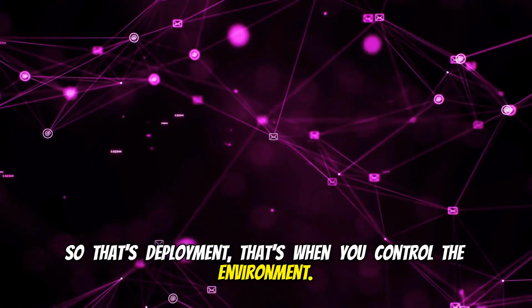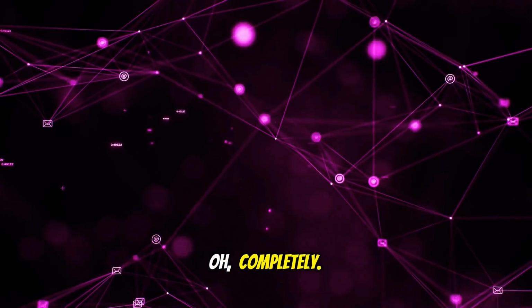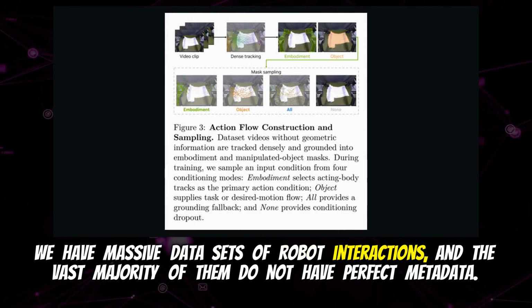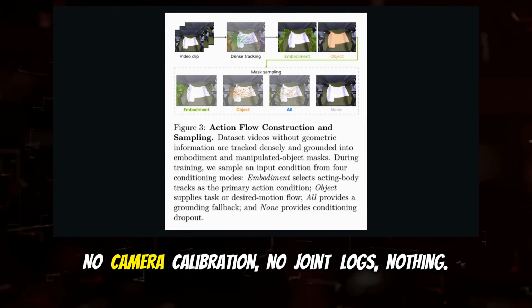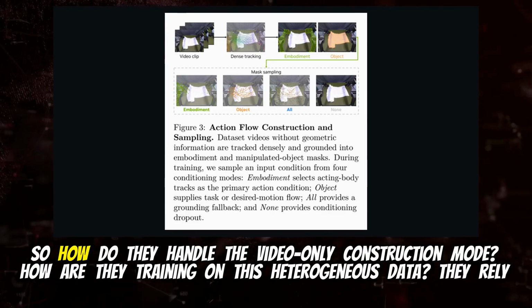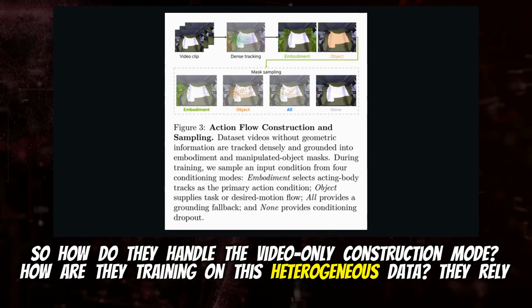So that's deployment. That's when you control the environment. But offline training is a totally different beast. Oh, completely. We have massive data sets of robot interactions, and the vast majority of them do not have perfect metadata. No camera calibration, no joint logs, nothing. So how do they handle the video-only construction mode? How are they training on this heterogeneous data?